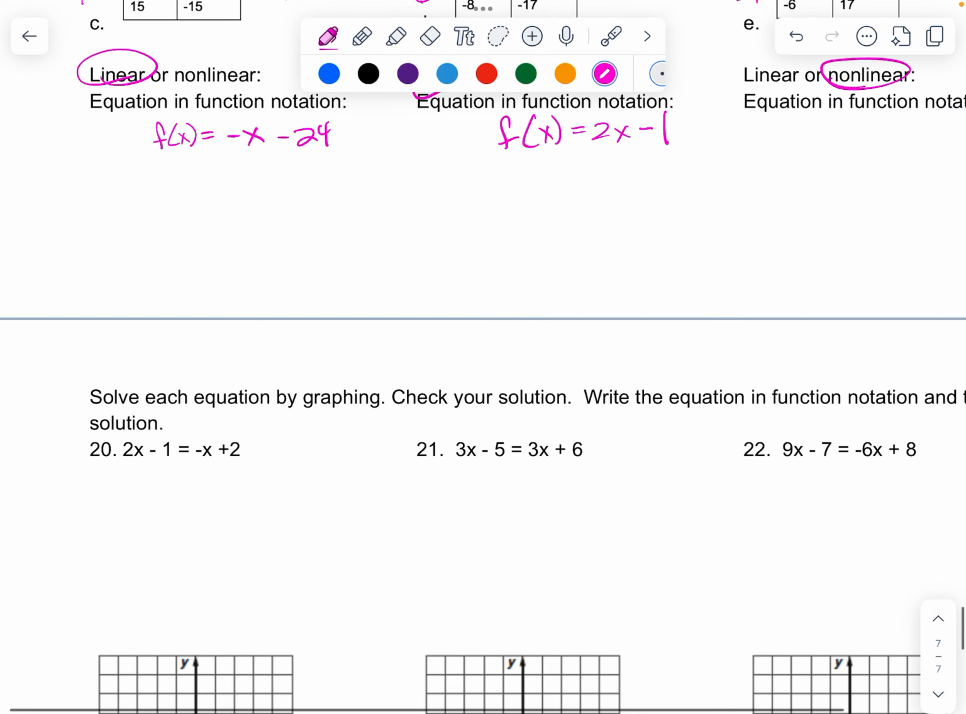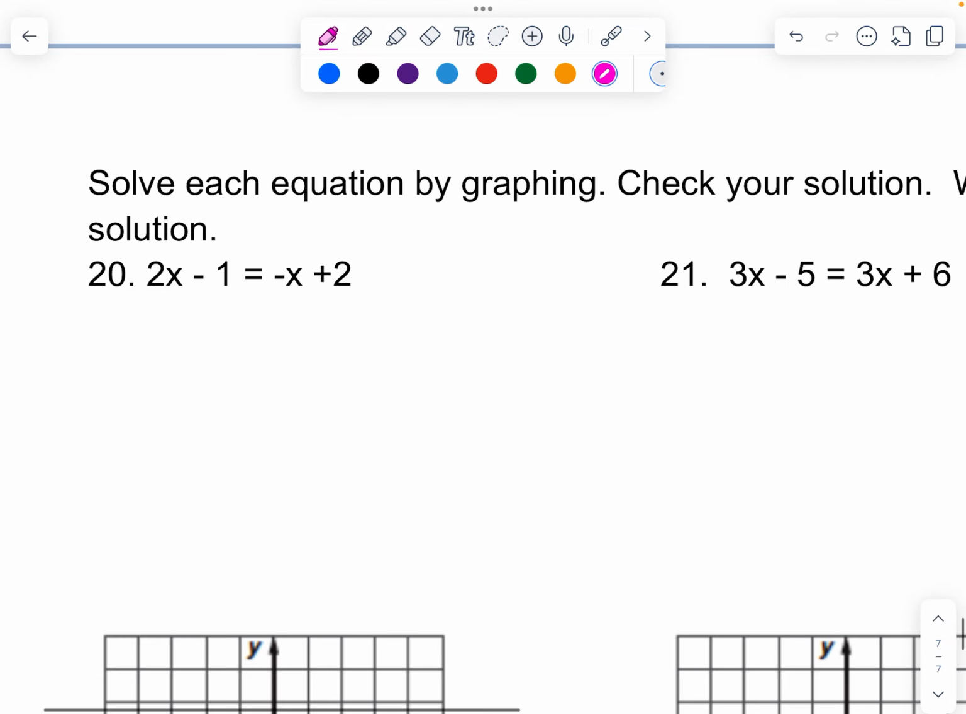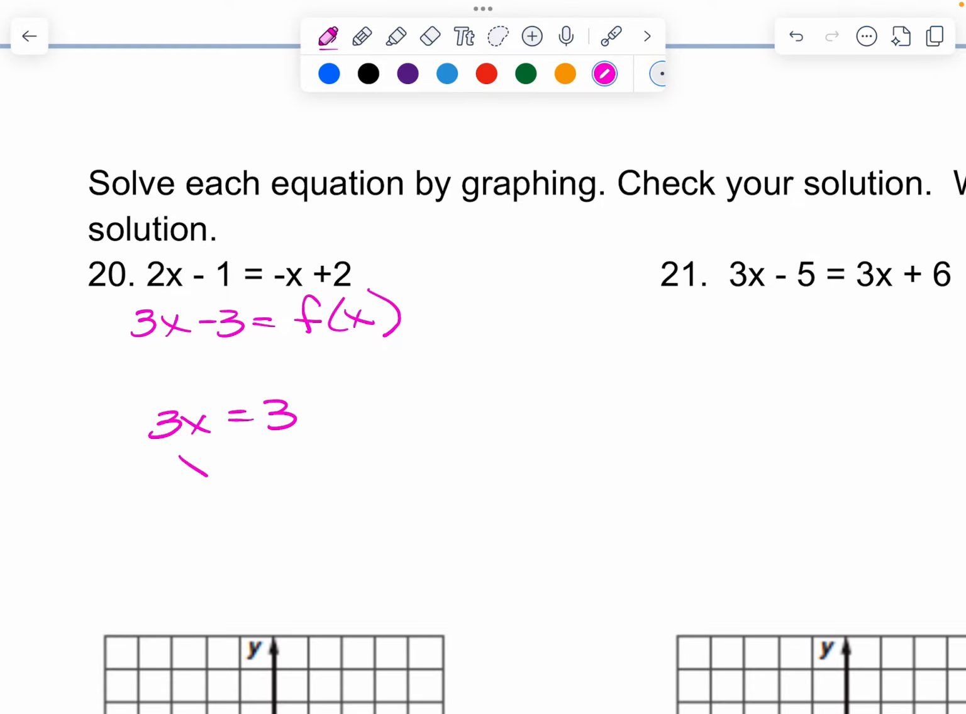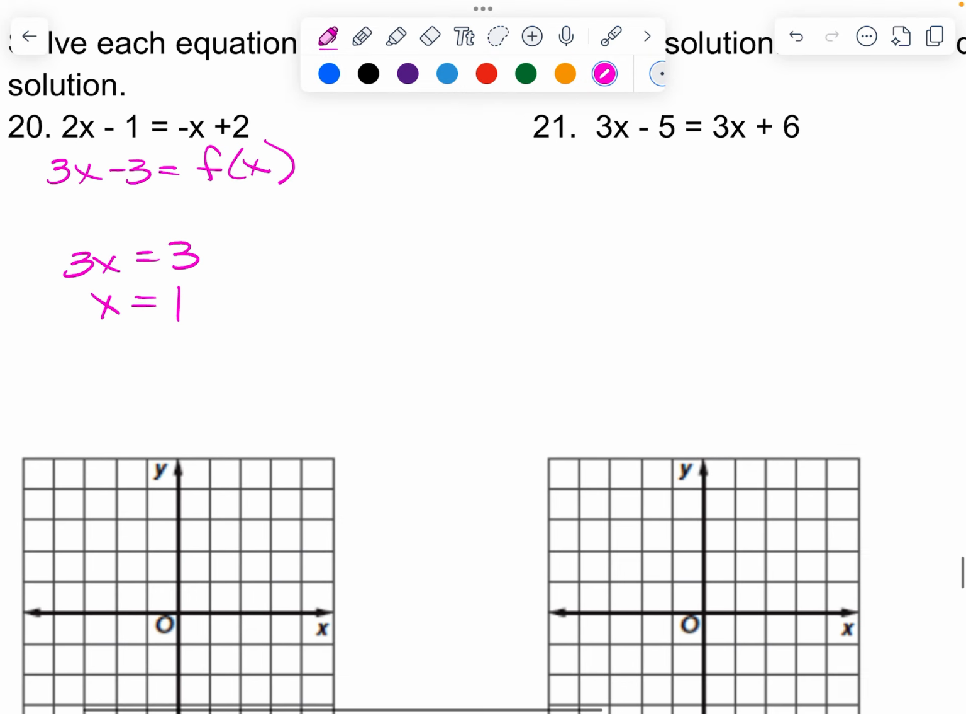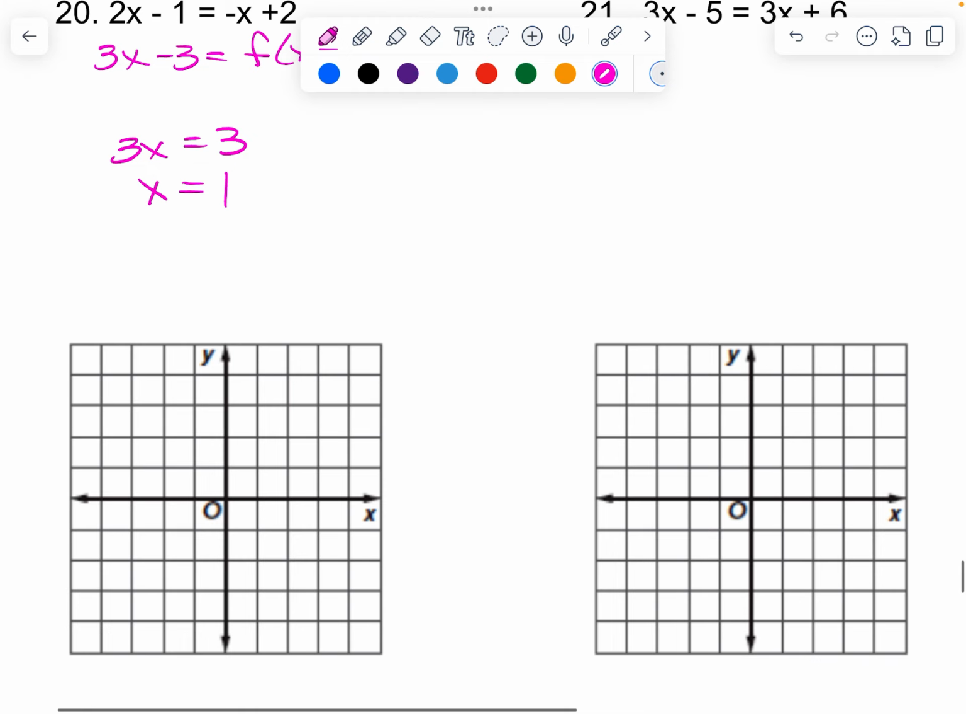So then this one, remember we're going to move it to the left. So that would get me 3x minus 3 is equal to f of x. If I solve this, I would have gotten 3x equals 3, so x equals 1, but we have to graph it. So I get to negative 3, 1, 2, 3. I go up 3 and over 1, up 3 over 1, and I draw a line.